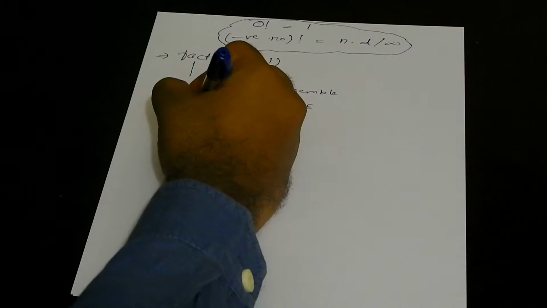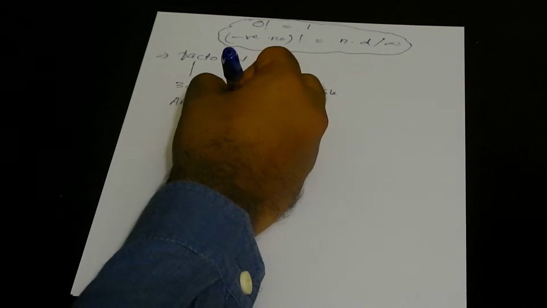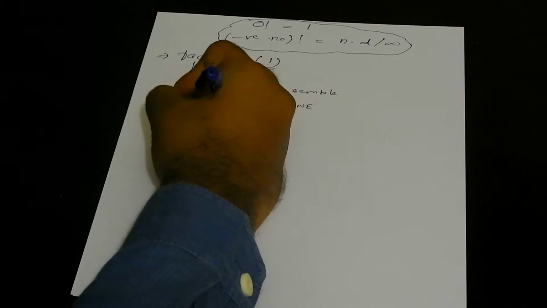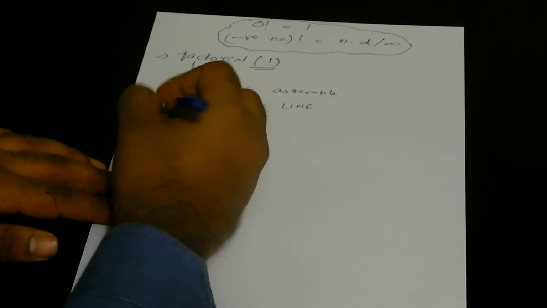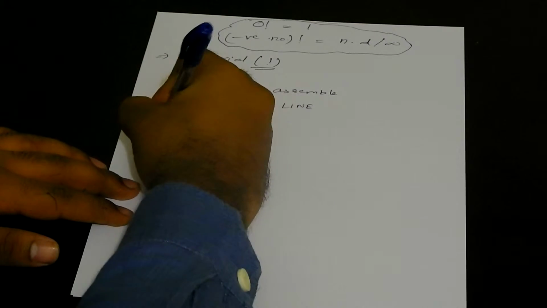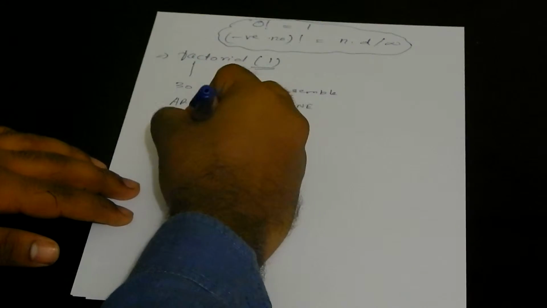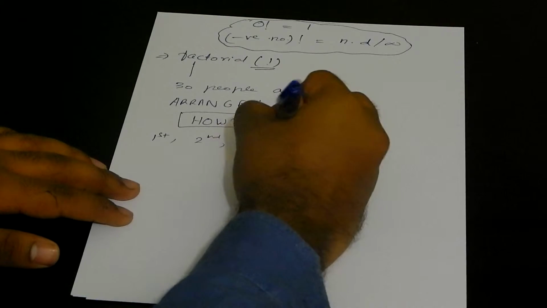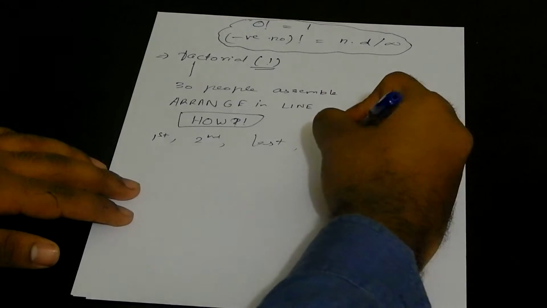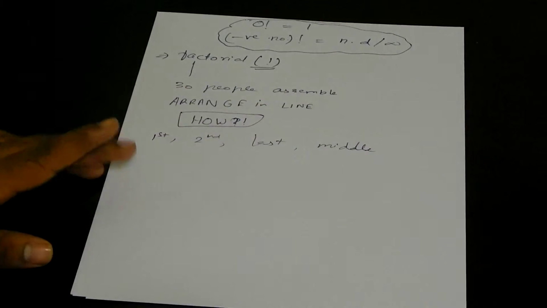But my question at that moment, which struck my mind, was how? Our positions were not fixed. I could have stood in the first position, in the second position, in the last position, in the middle position. It was not fixed.